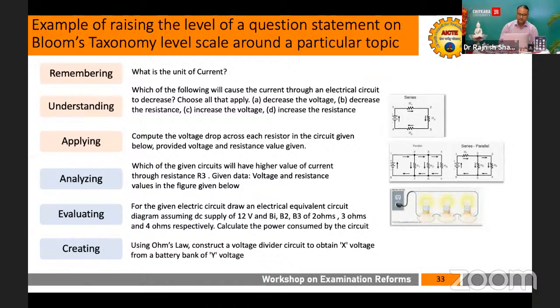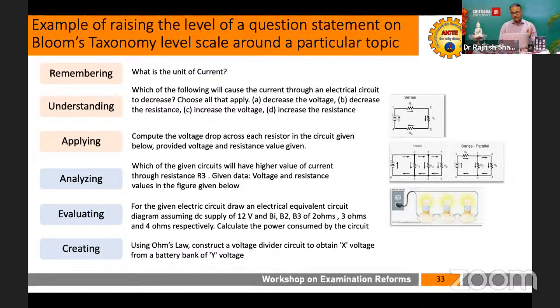And this question is for, say, typical electronic engineers. If I ask a student, what is the unit of current? Ampere. A remembering level question. I ask another question: which of the following will cause the current through an electric circuit to decrease? Choose all that apply. Decrease the voltage, decrease the resistance, increase the voltage, increase the resistance. So his understanding about current is supposed to be tested. He needs to understand what current basically is. He obviously needs to remember the unit of current, so remembering is anyhow going to be tested.